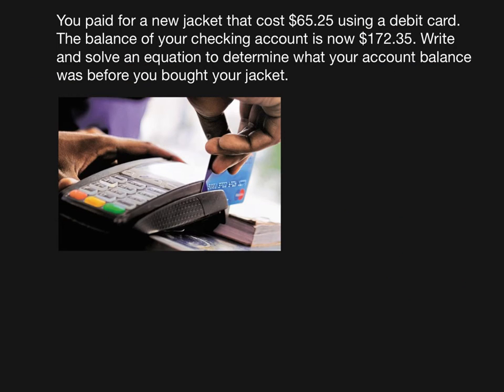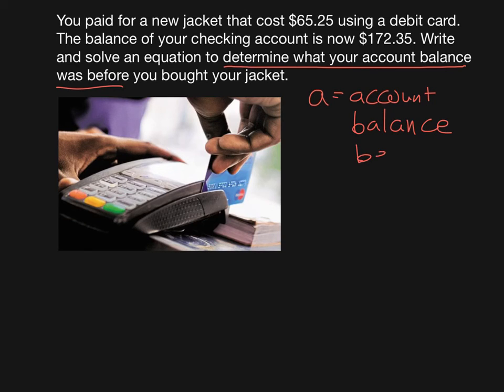All right, in our last example, you paid for a new jacket that cost $65.25 using a debit card. The balance of your checking account is now $172.35. Write and solve an equation to determine what your account balance was before you bought your jacket. So we want to determine what your account balance was before you bought the jacket. We can use A for that. Account balance before.